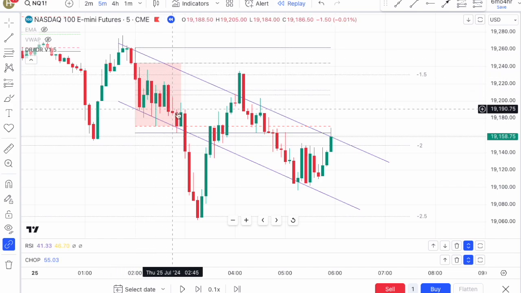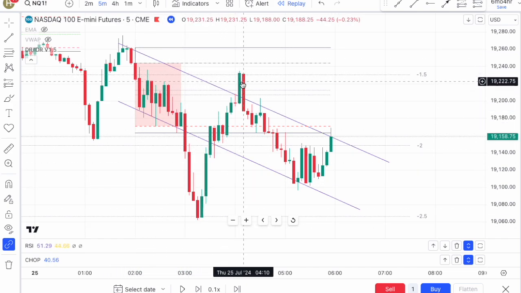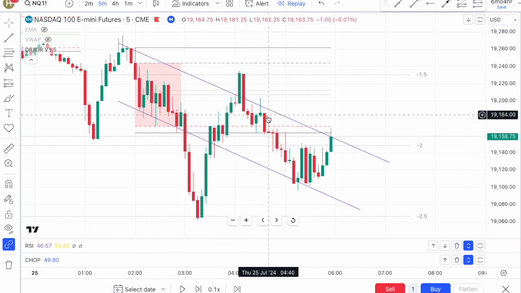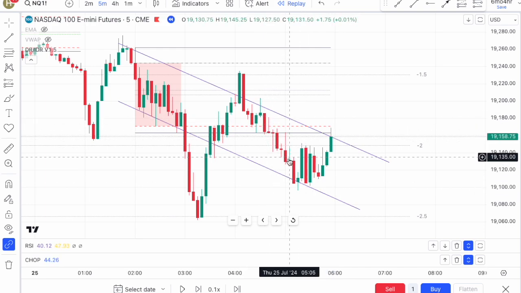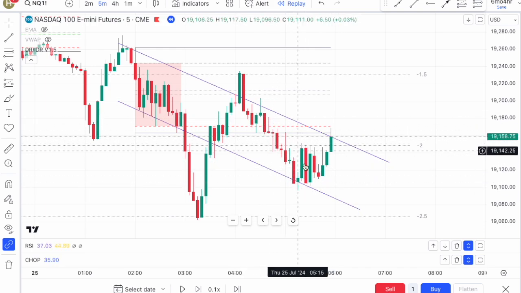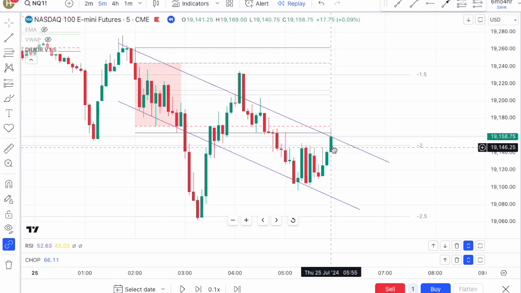Okay, so we've got some down. We came up, had a double top. We came down. We had a lot of selling pressure right here. And then we kind of went up and down, not really sure what we were going to do here. And then we started going back up again.